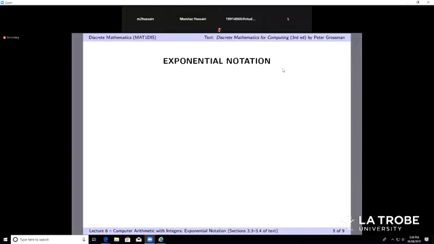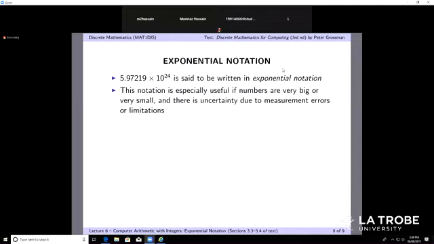Anyway, let's look at exponential notation in detail. A number like 5.9 times 10 to the power 100 is said to be written in exponential notation. This notation is especially useful if numbers are very big. Of course, then it is useful, right? We don't want to list all the digits there.